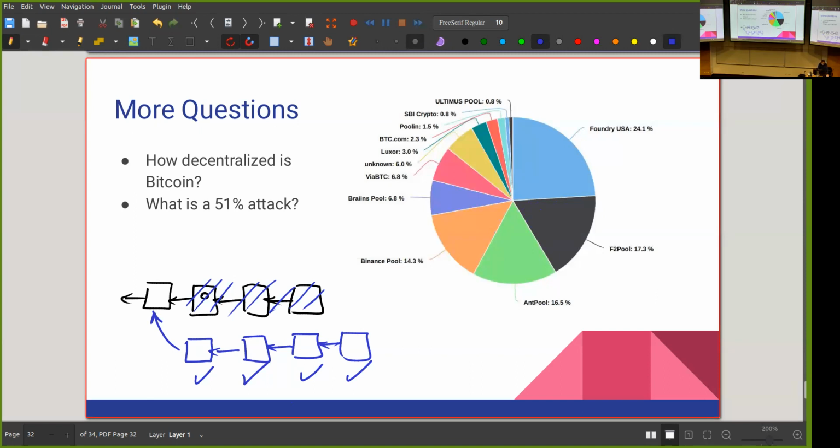So I don't know how exactly each of these mines are managed, but if you can just make these 3 guys who are at the top of these 3 mining pools collaborate with you, they can rewrite anything on the blockchain. So it's not as decentralized as you would hope.